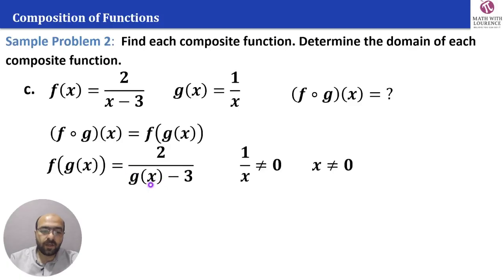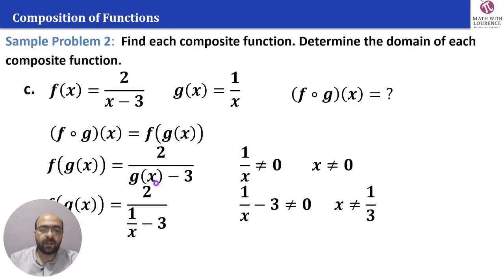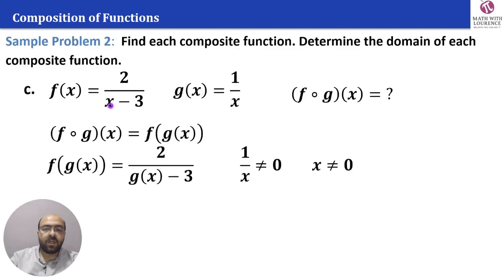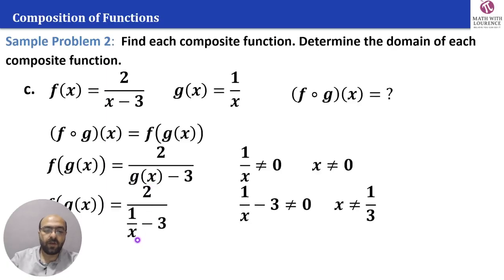What is g of x? g of x is 1 over x. Okay, so I write 1 over x. I will repeat: 2 over x minus 3. I will substitute x by g of x, which is 1 over x. Now we have 2 over 1 over x minus 3. What I have to do here is make the same denominator.